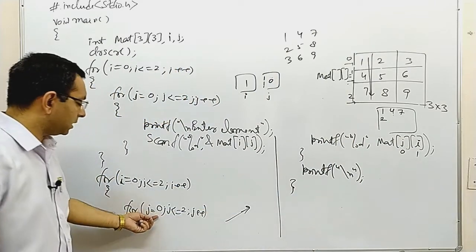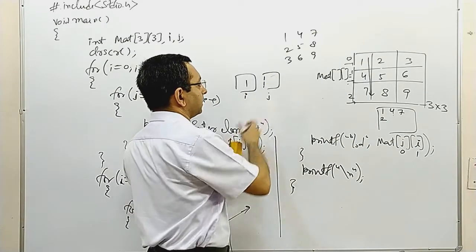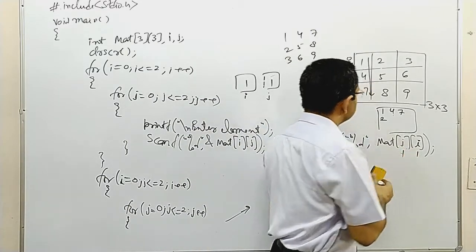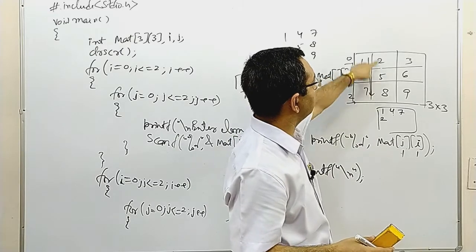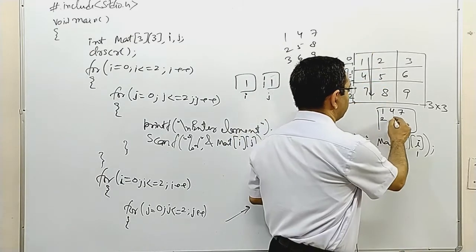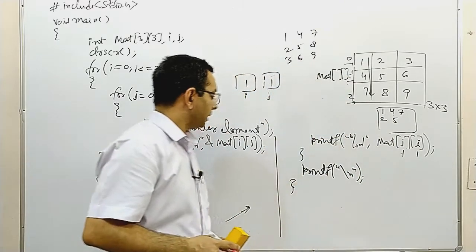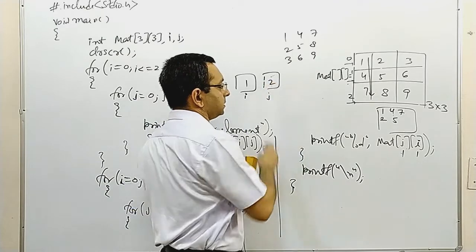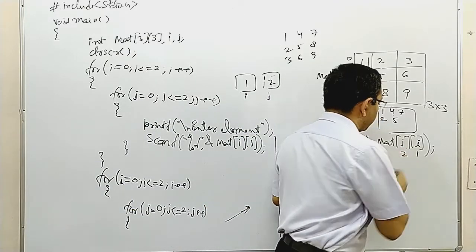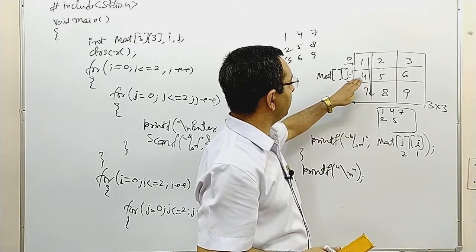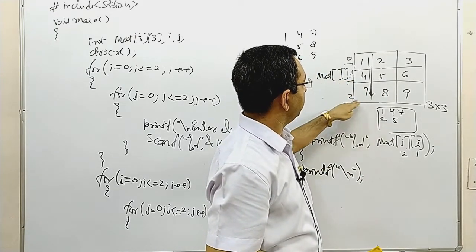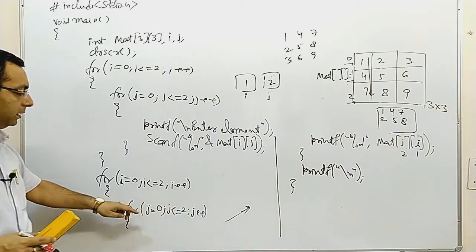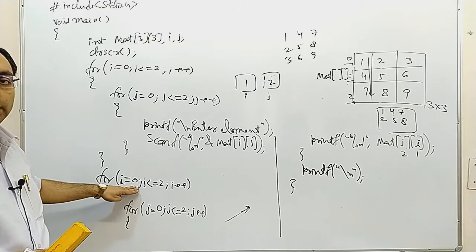So that's why 2 is printed here. So now j is 1. So what will happen? See, i is 1, j is 1. So the ith row means first row, first column is now 5. So 5 will be printed. You can check. And then j will be 2. Then matrix 2 1 will be printed. The value at 2 1 is 8. So 8 will be printed. You can check.